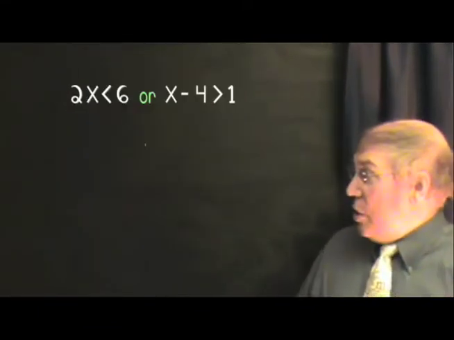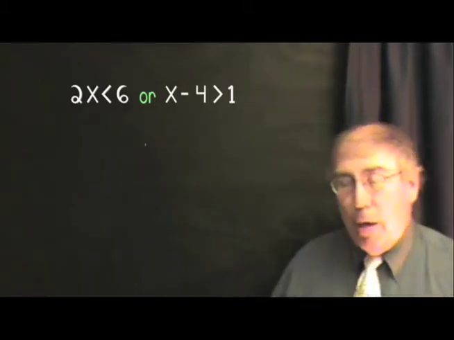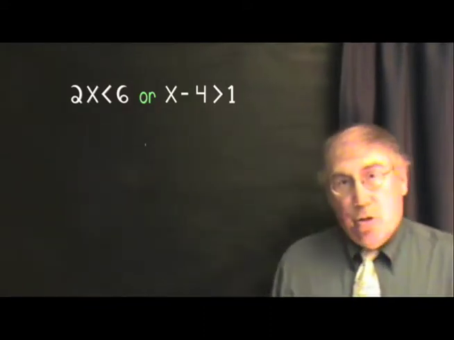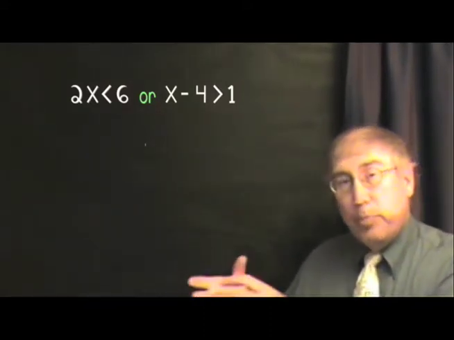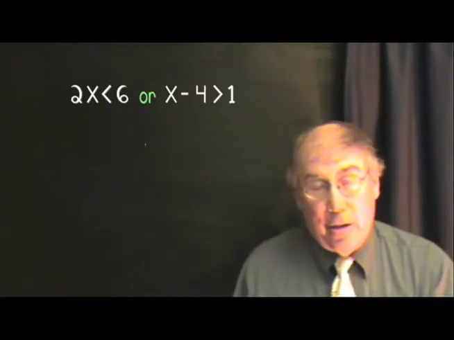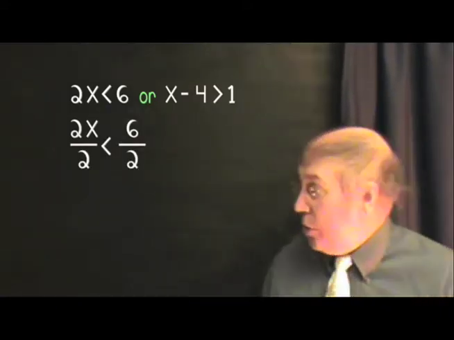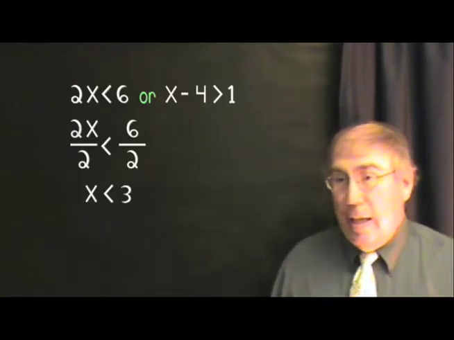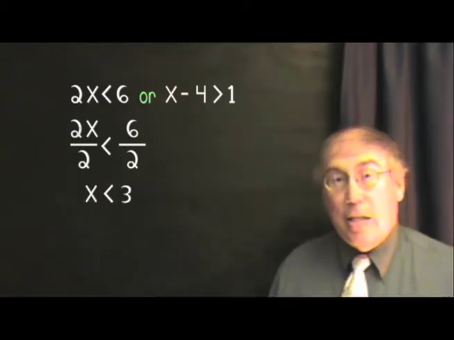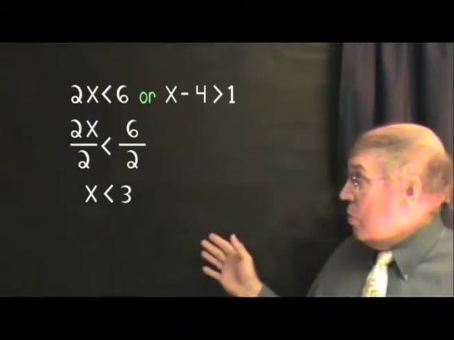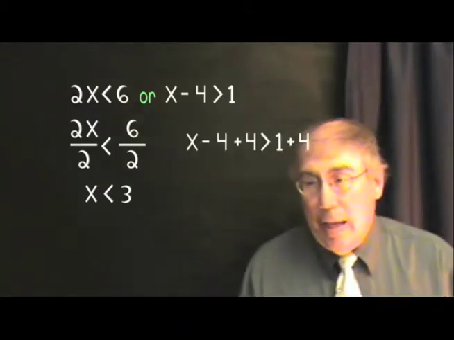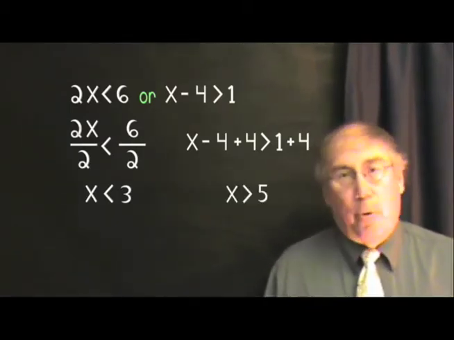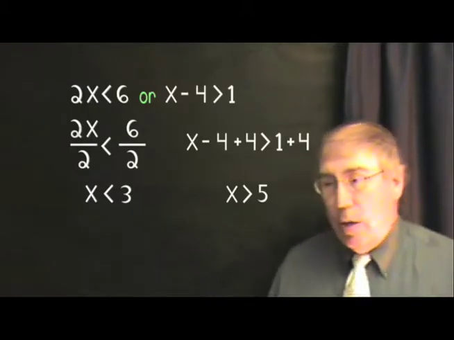Okay, now let's look at our first compound inequality. The way you do this is you work each individual one and put their solution sets together. Now, an "or" is a union. So on the left inequality here, we're dividing by 2, and then we get x is less than 3. Now let's go to the right-hand inequality, and what we're going to do is add 4 to both sides, and we get x is greater than 5.